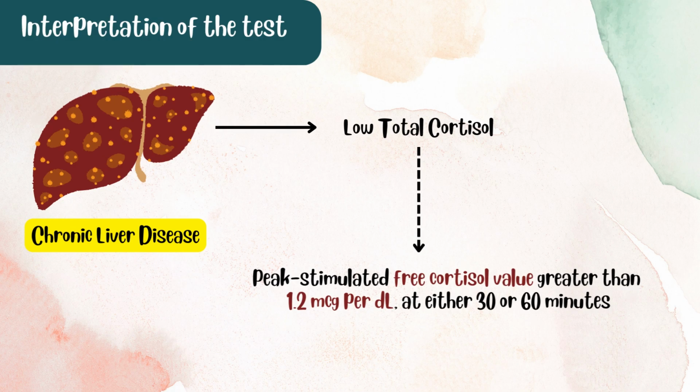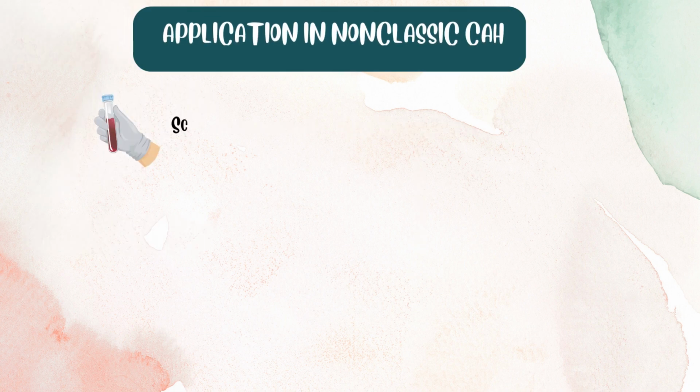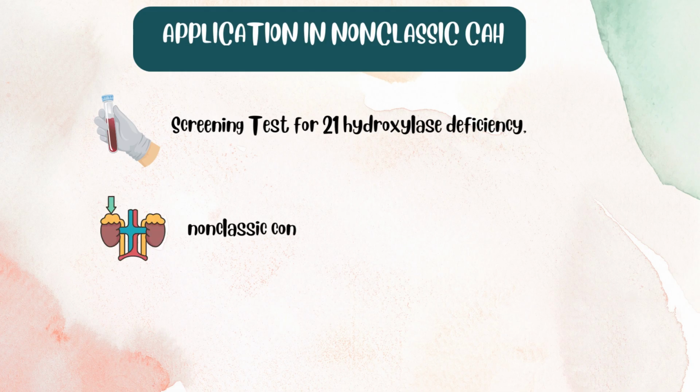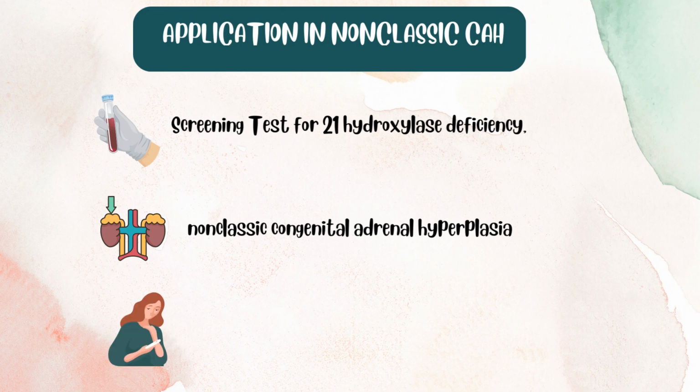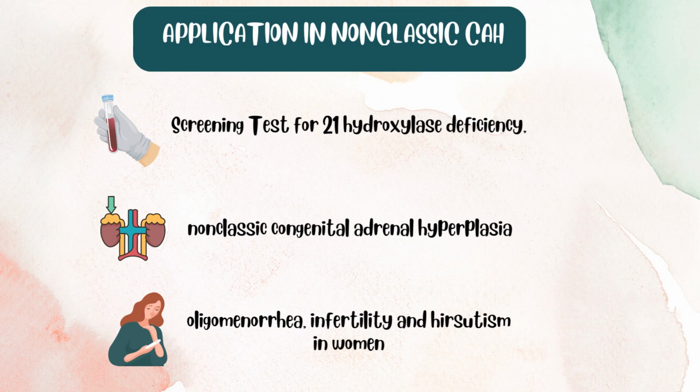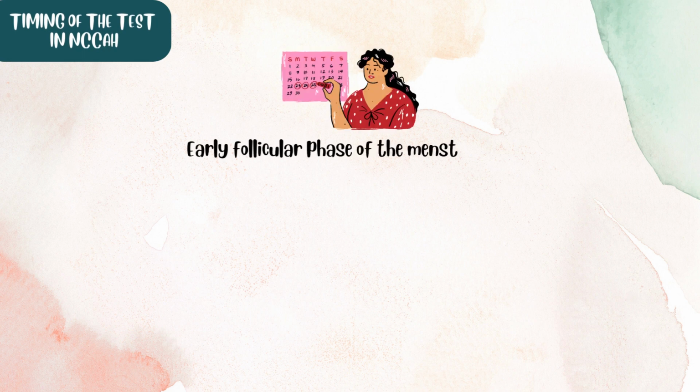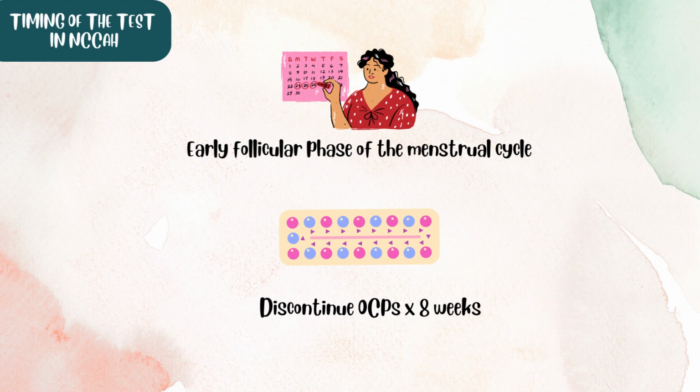This is not exactly the end of the clinical utility of this test, since it is also a screening test for 21-hydroxylase deficiency, a cause of nonclassic congenital adrenal hyperplasia. This is a milder form of congenital adrenal hyperplasia, which may result in oligomenorrhea, infertility, and hirsutism in women. The test is best performed in the early follicular phase of the menstrual cycle in women being investigated for hyperandrogenemia. Also, oral contraceptive pills should be discontinued for at least 8 weeks before the test.